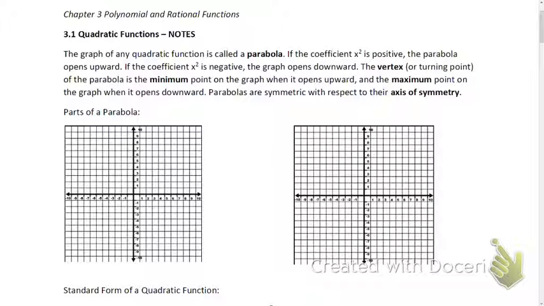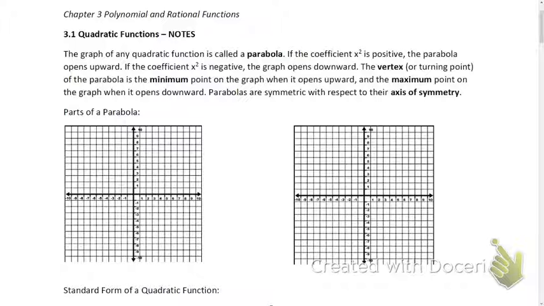On Thursday, we started Chapter 3. I gave this in a handout, so make sure you ask for it if you were absent. But we're talking about quadratic functions in this handout, and those make parabolas, as you see. I have a bold statement right there about that.